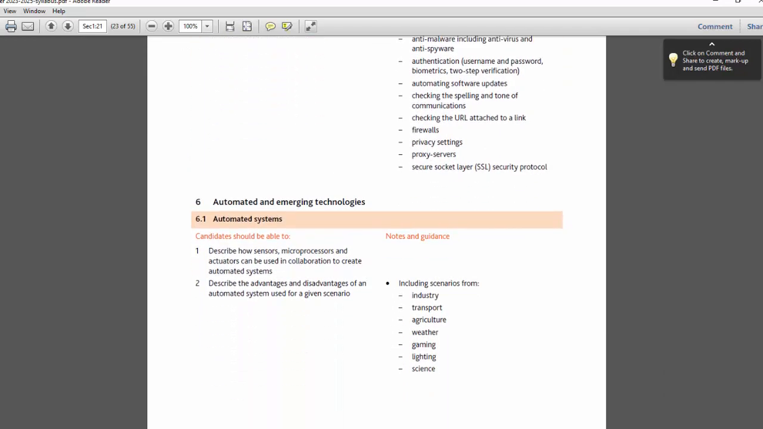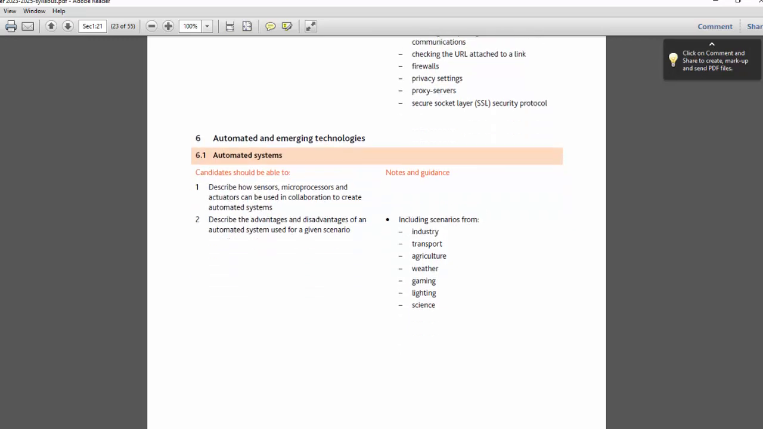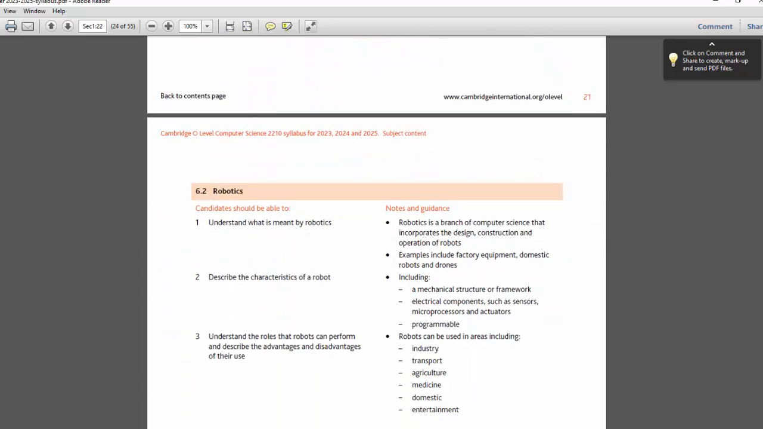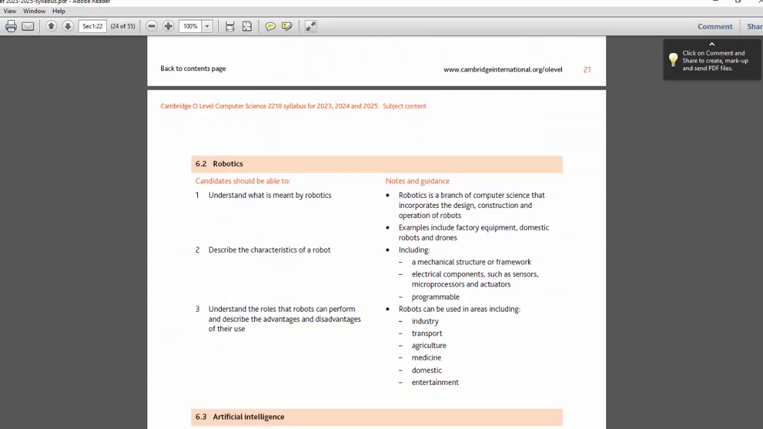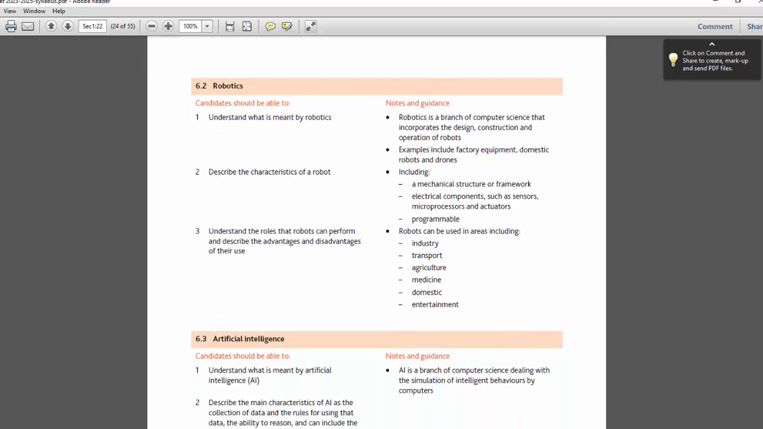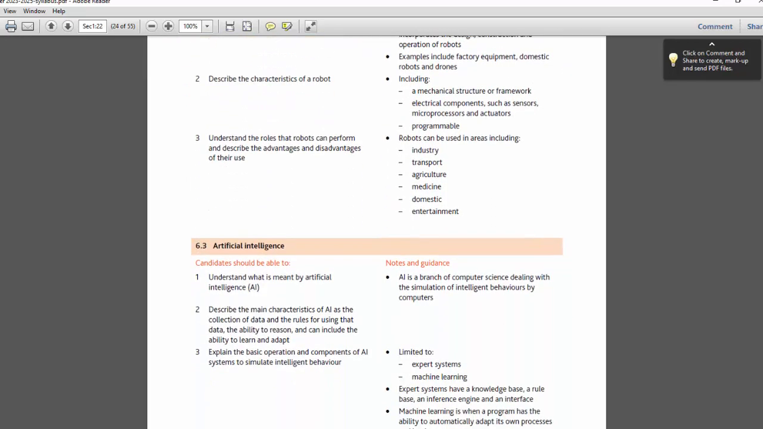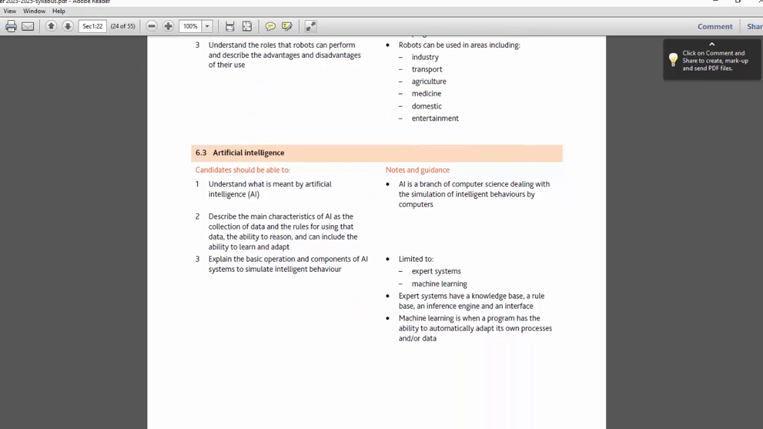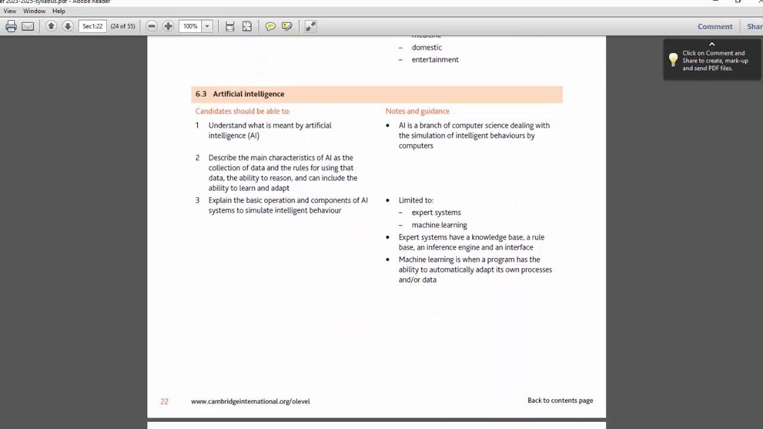Automated systems and emerging technologies are new content, including scenarios, industry, transport, how we can utilize it, advantages and disadvantages. In robotics, they have updated robotics branches and factory equipment, domestic uses, its framework and its applications. Okay, artificial intelligence, its branches and expert systems, machine learning. It's also new.